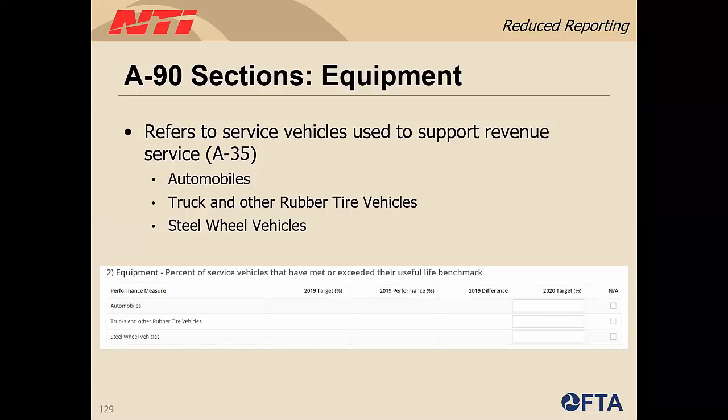In the equipment section, you will report the percentage of service vehicles that will have met or exceeded their useful life benchmark in 2021. Again, check NA for service vehicle types that your agency does not operate.